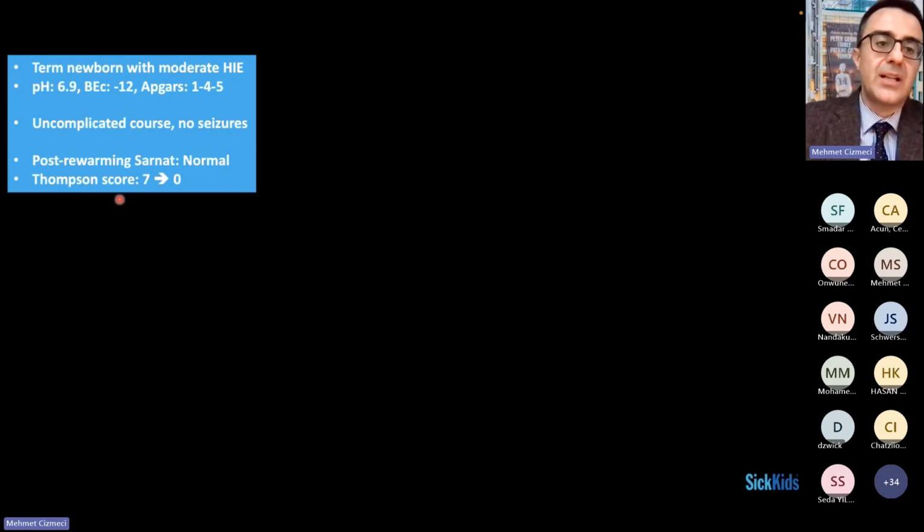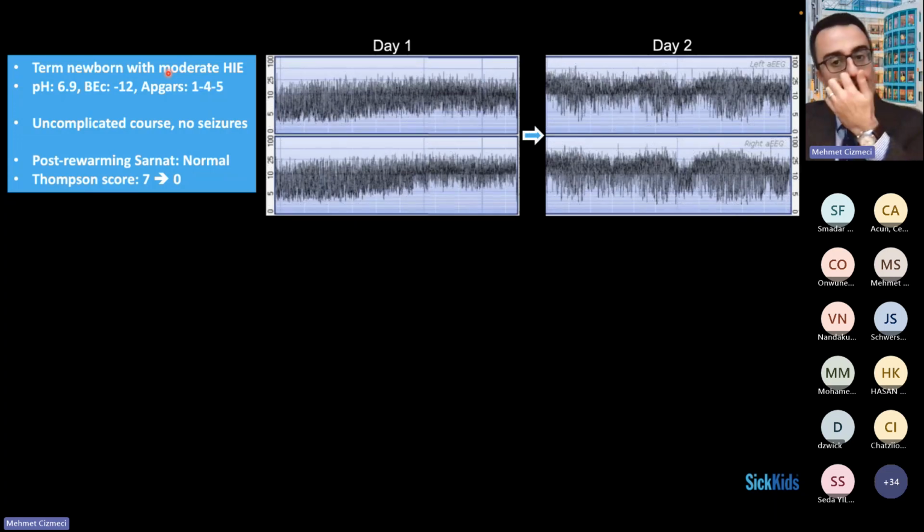And the Thompson score, many European centers are using Thompson score for inclusion criteria in babies with HIE. Initially, it was 7, but in the post-rewarming phase, it came down to 0. So we have lots of clinical findings here that seem to be improving. So they seem to be favorable prognosticators.